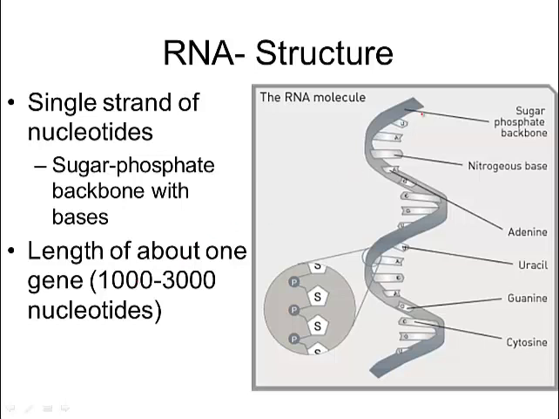So if you look over here at the RNA molecule, here's your backbone, still the sugar phosphate backbone, just like in DNA, and here you have your nitrogenous bases that are coming off the end. The only difference here is that you do not have a second strand attached to it. There's just the one singular strand.